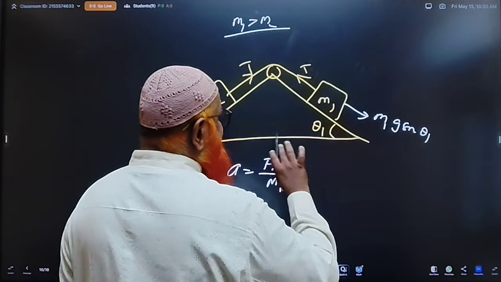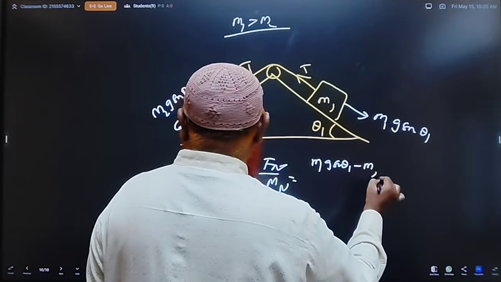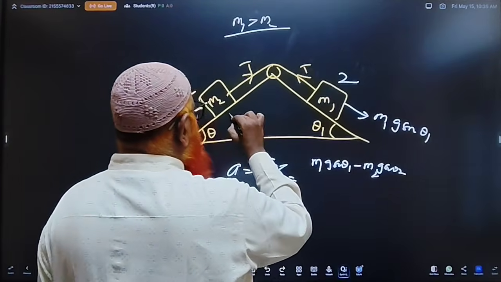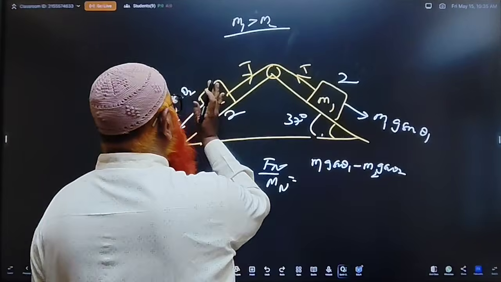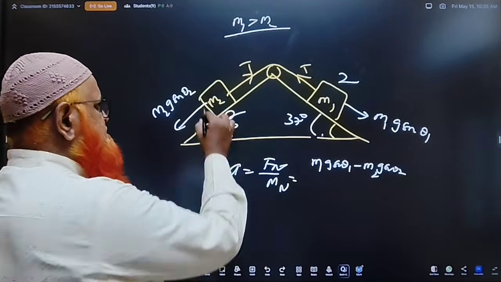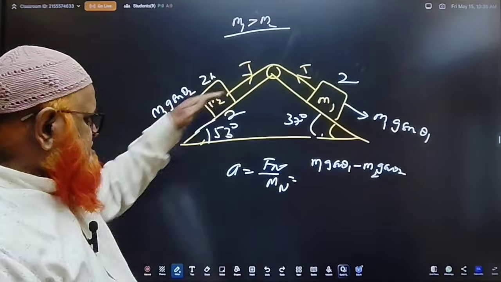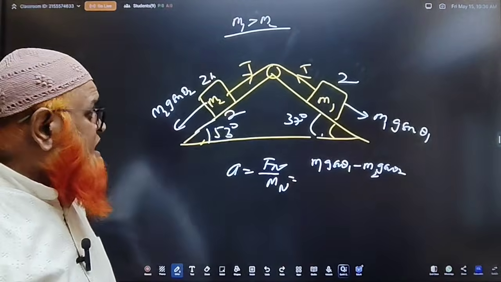What is the net force? It is the difference in the forces, M1G sin theta 1 minus M2G sin theta 2. For example, this is 2 and this is also 2. This is going to be 37 degrees and this is going to be 53 degrees. Both are 2 kg. In which direction will it move? Can you tell me? Is it going to move this way or this way? This is a previous year question.